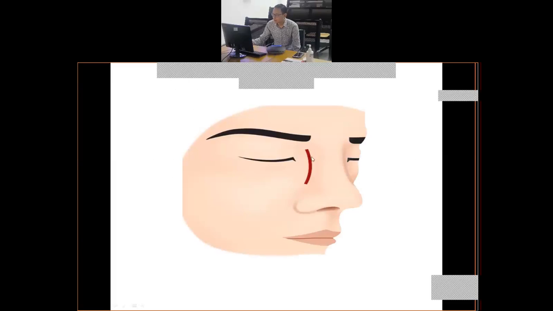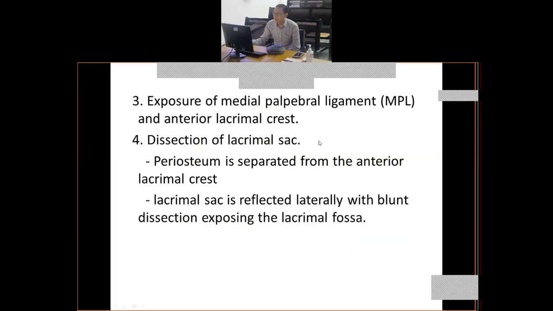You can see in this picture, you can make a curved or a straight incision about 8 mm from the medial canthus. Then second is the exposure of the medial palpebral ligament, anterior lacrimal crest. Then dissection of the lacrimal sac. Periosteum is separated from the anterior lacrimal crest, and lacrimal sac is reflected laterally with blunt dissection, exposing the lacrimal fossa.